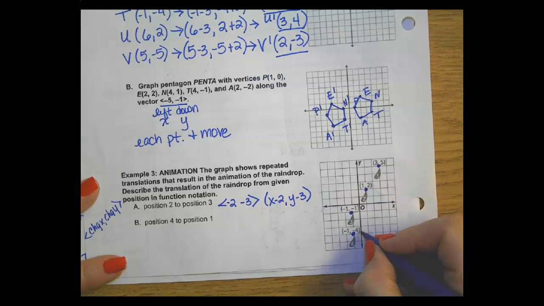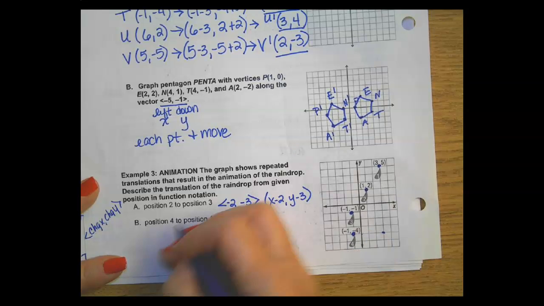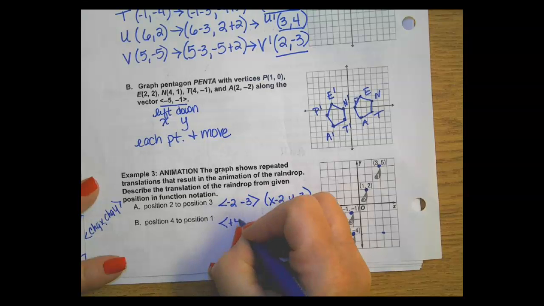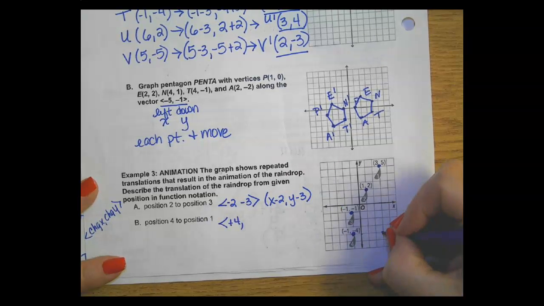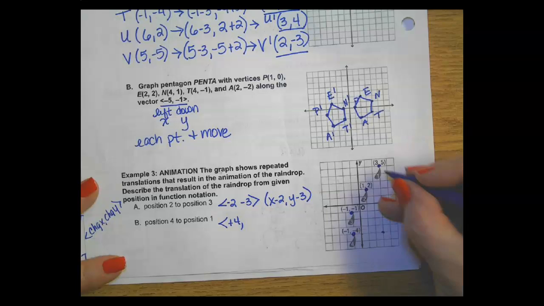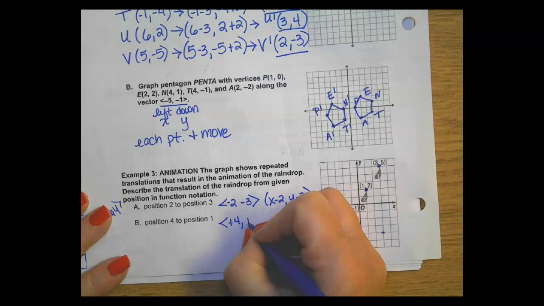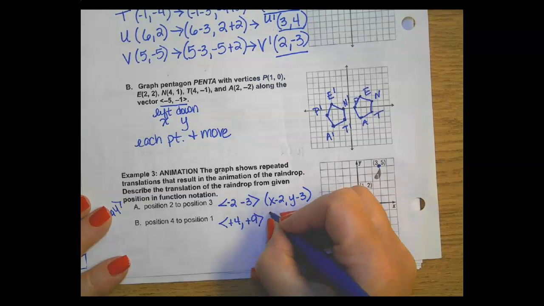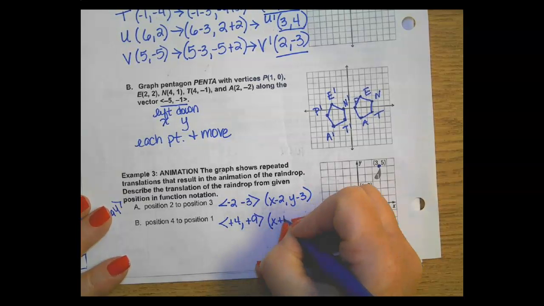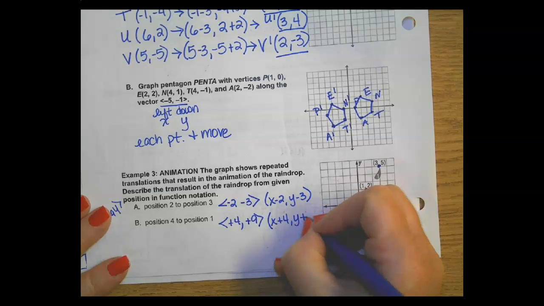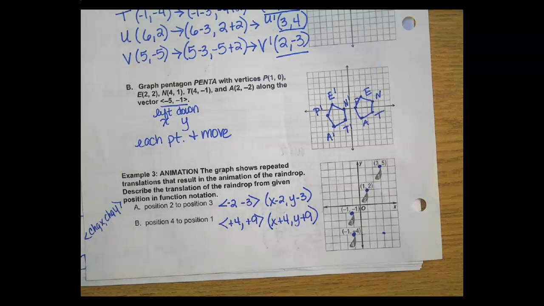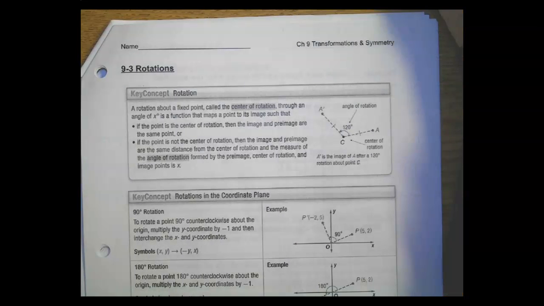Okay, so the change in x, so I'm going this way, 1, 2, 3, 4, that way. So +4, and I'm moving up from -4 to 5. How much do I move by? That would be a +9, or you could write the rule saying x + 4, y + 9. So 2 ways to look at that. Easy peasy. All right. That's all I have for you today.